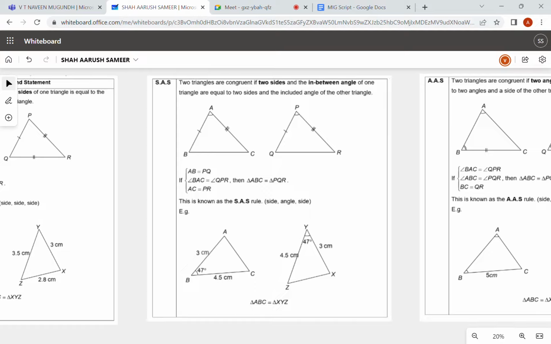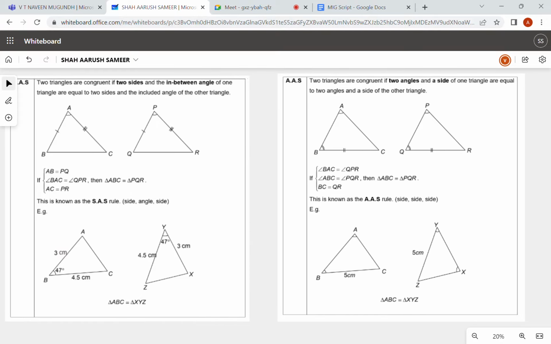Now I'll pass my time to Naveen to talk about the other two tests for congruency.